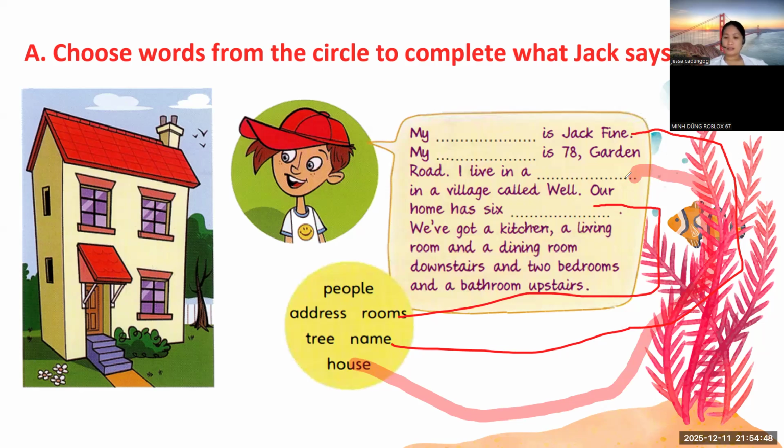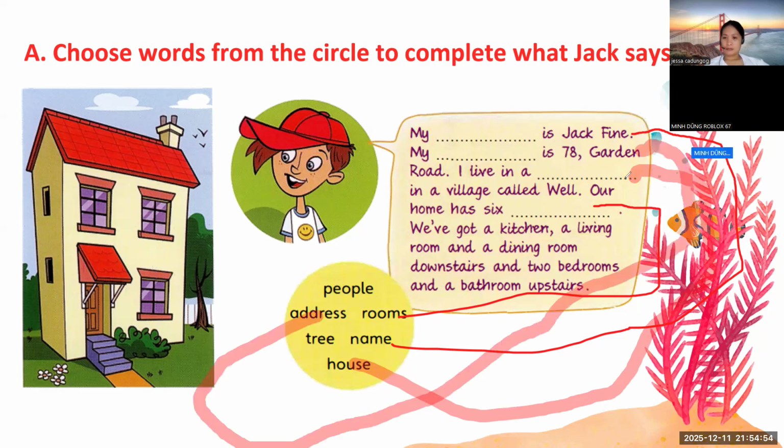How about the second one? Okay, done? Are you done? All right, let's see your answer. We have here number one. Number one, my name is Jack Fine, correct? Two, my address is 78 Garden Road. I live in a house, correct? In a village called Well, and our room.